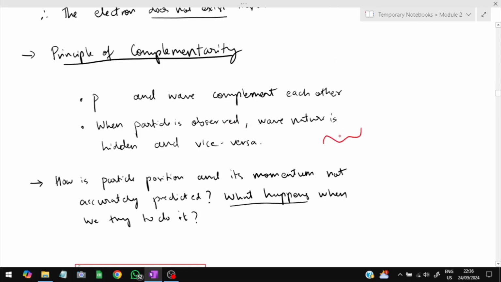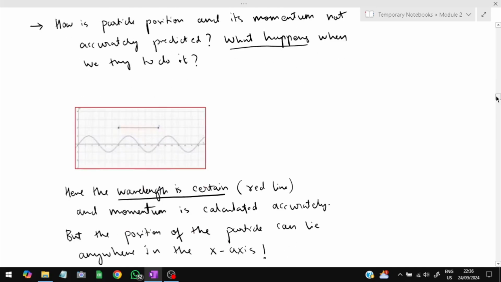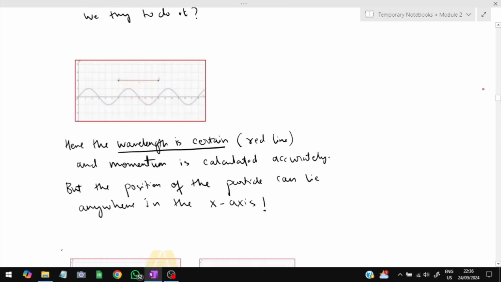So a general question comes to mind: why can both momentum and the particle's position not be observed accurately? What happens when we try to do so? When it is tried experimentally, what happens is the following. In this graph, as you can see, there is a wave given here. This is called a wave, and the x-axis is this one, and the y-axis is here. The wavelength is nothing but the length of the complete wave, starting till the end. This red line indicates the length of the wave. So the wavelength is certain here.